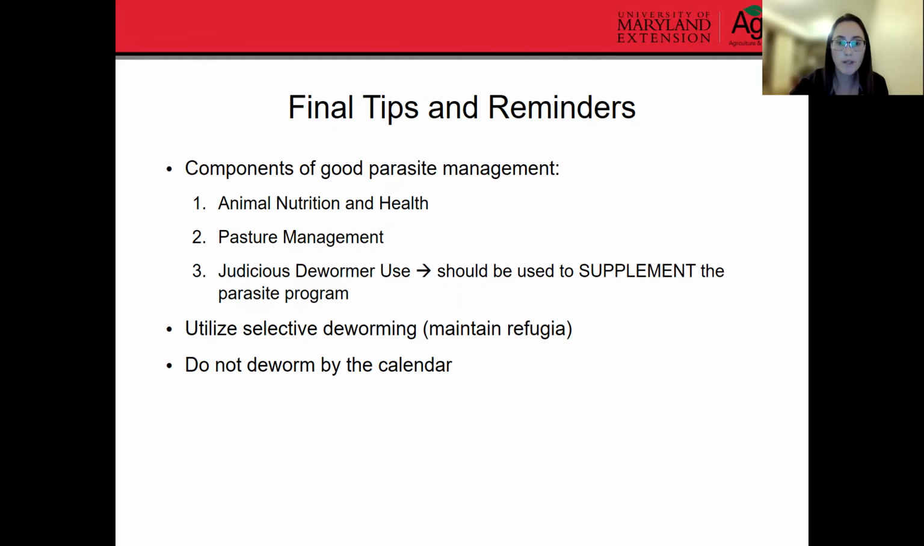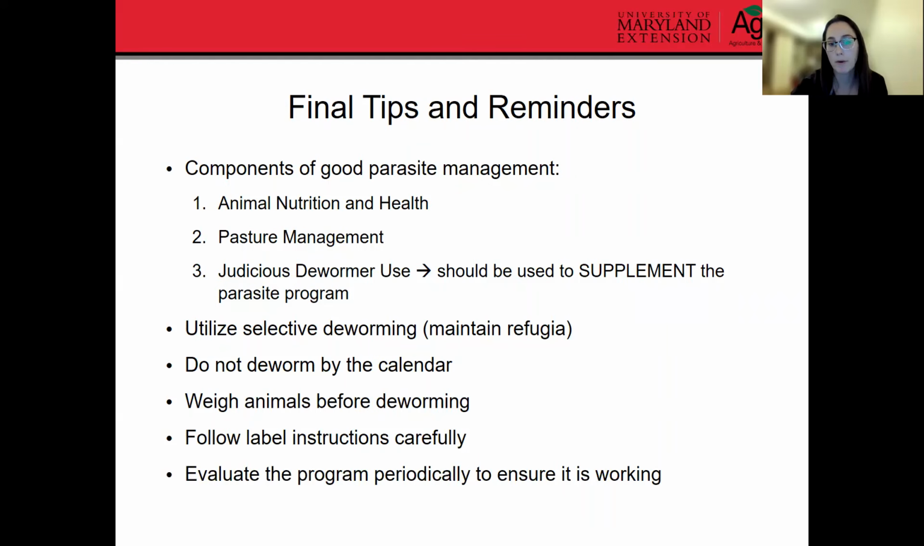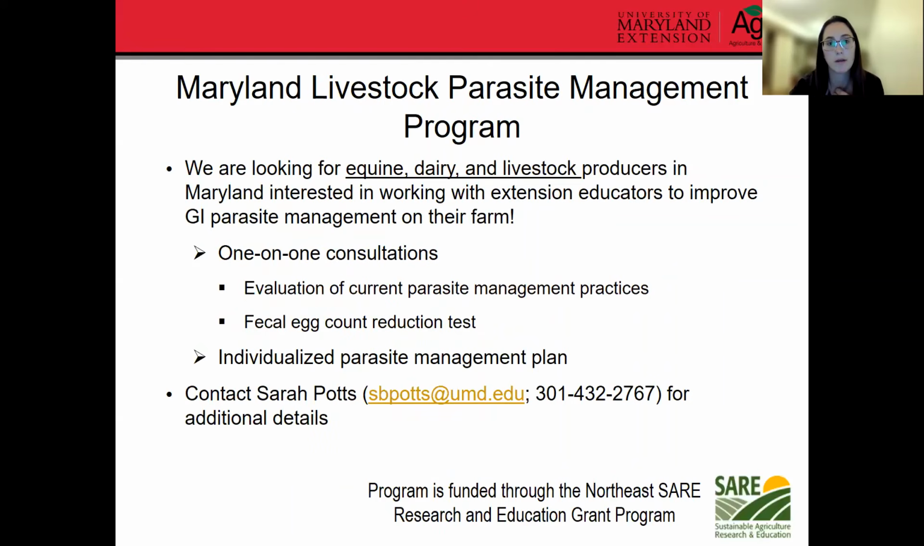We want to avoid deworming by the calendar. We want to weigh our animals before deworming so that we know how much dewormer to give them, so we're not underdosing. We want to look at label instructions carefully. We want to evaluate the program periodically to ensure that it's working. And if there are signs of reduced efficacy in a dewormer, then we can change to a different dewormer or utilize some sort of combination treatment.